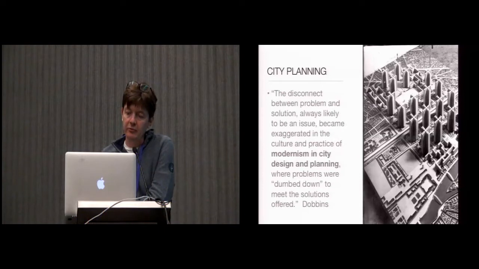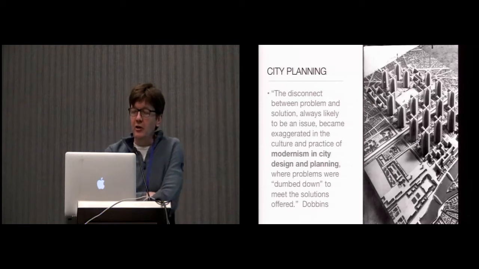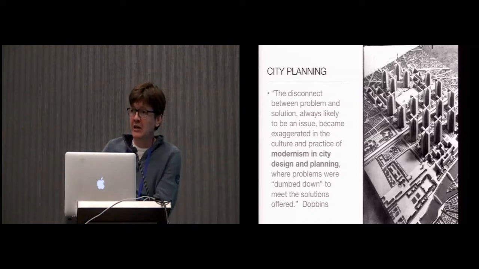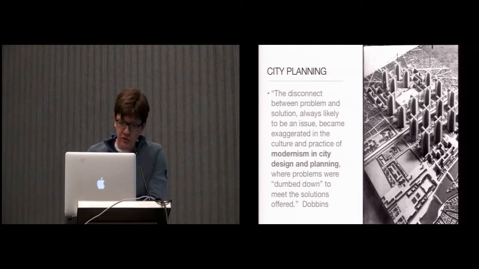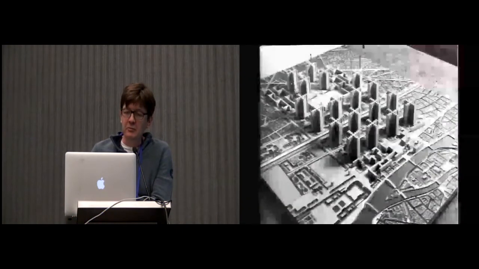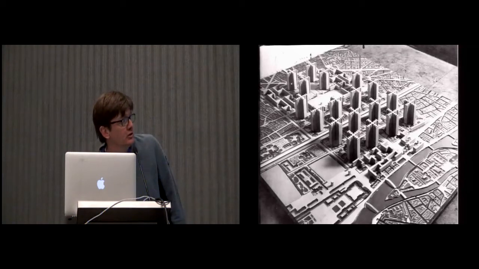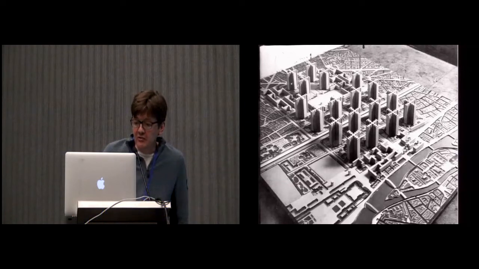He borrows the term from Dobbins, who situates it within practices of planning cities, and argues that it's very, very prevalent there because it's so tempting to dumb down the problem that you're trying to address, which is going to be so complex, in order to meet the solutions that you have. And he kind of traces it to the culture and practice of modernism in city design and planning. And maybe the most extreme example of that is Le Corbusier's plans for Paris. This is what Le Corbusier wanted to do to Paris. So thank God he was never allowed to do that.